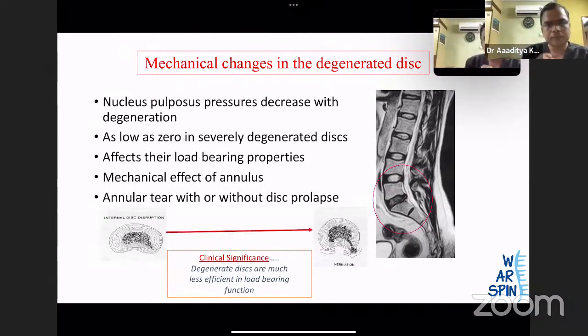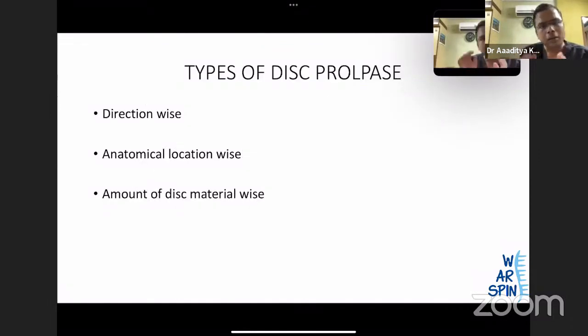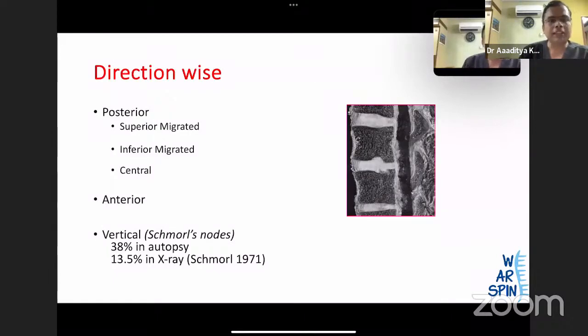Eventually that gets transmitted to the annulus, where annular fissures start happening, and that condition becomes vulnerable for further disc prolapse. Now we'll come to the types of disc prolapse. We can classify disc prolapses direction wise, anatomical location wise, or amount of disc material wise. Direction wise, what is commonly seen in our daily practice is posterior disc prolapse, which can be further subclassified into superior migrated, inferior migrated, or central. Anterior, we have hardly seen. Vertical, it can happen within the vertebral body, what we call Schmorl's nodes.